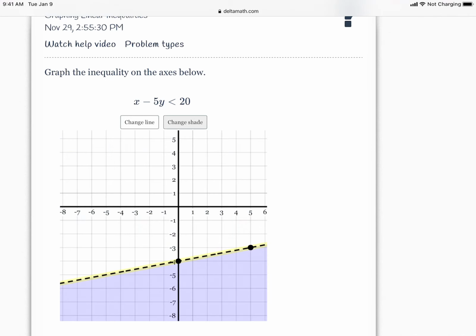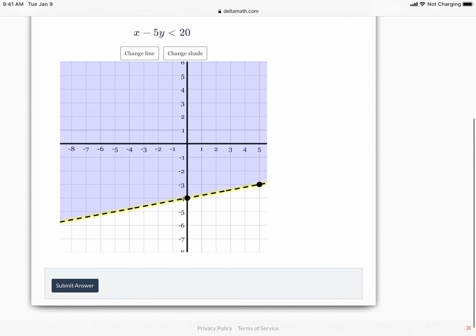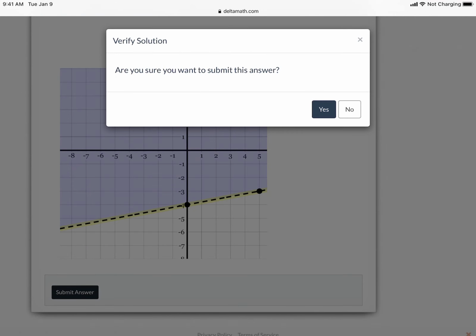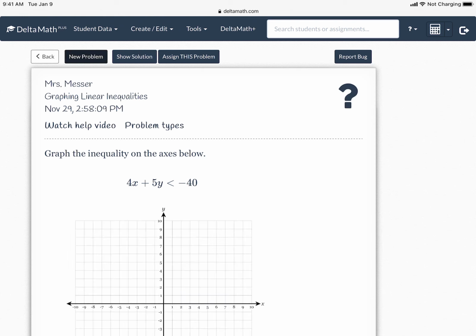And of course, if you click it again, it'll pop it down. You click it again, it'll pop it up. So make sure you choose the correct shading. We want to shade above my line because we're going to flip that inequality. And so now I'm ready to submit my answer. And I got my green check mark. Awesome. Let's take a look at another problem.